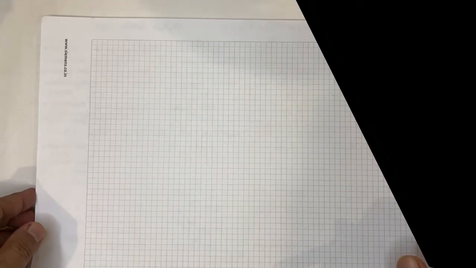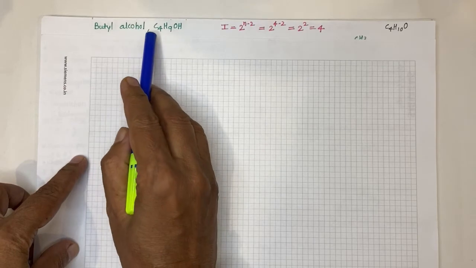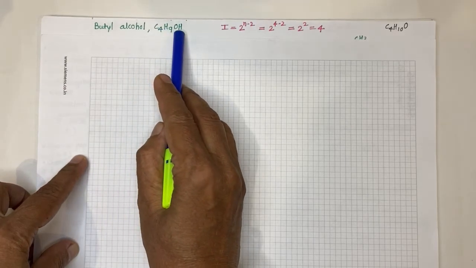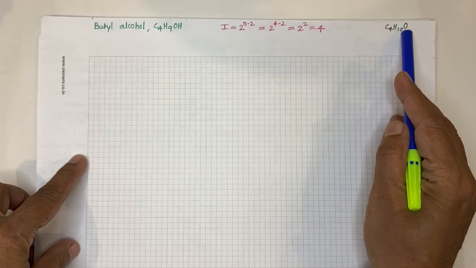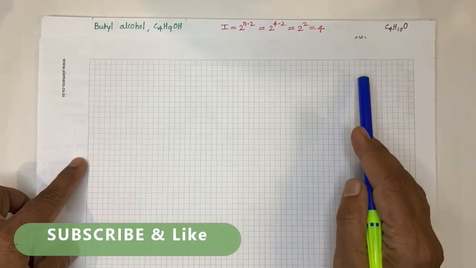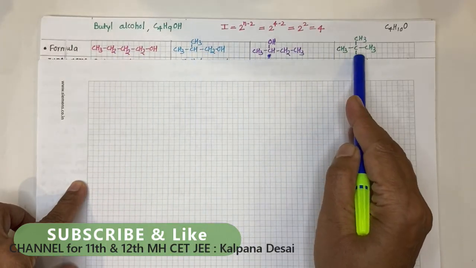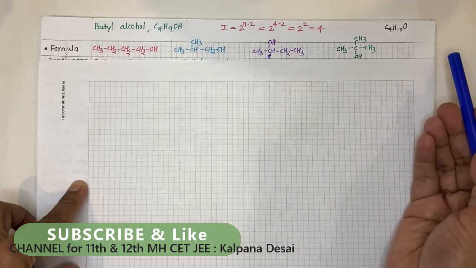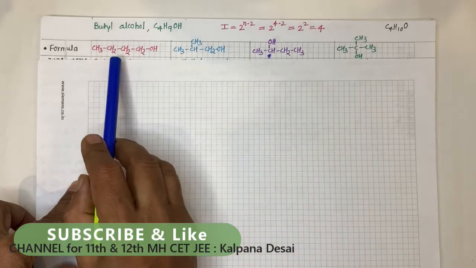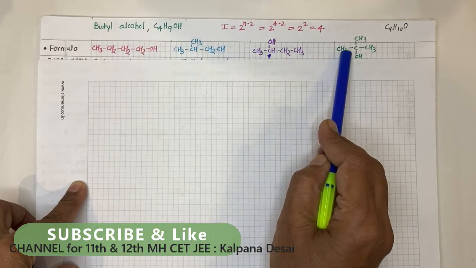Let us see some tips about butyl alcohol. Molecular formula is C4H9OH. Actually, for this formula, total 7 structural isomers are there. Out of that, 4 are alcohols and 3 are ethers, which are functional isomers. Now, in this session, we are going to see the 4 isomers of this alcohol.